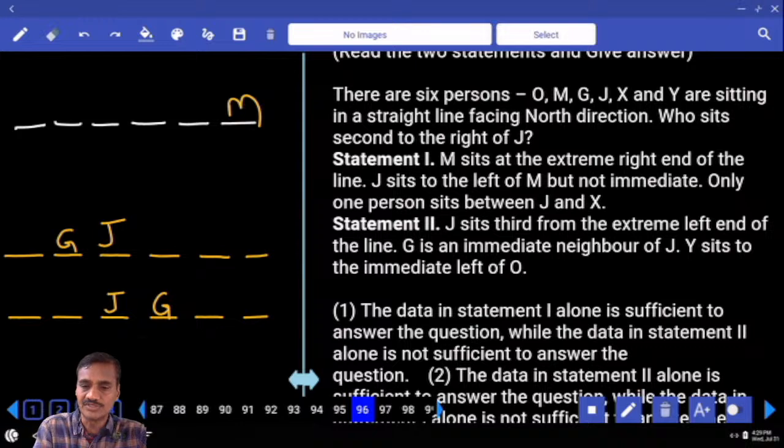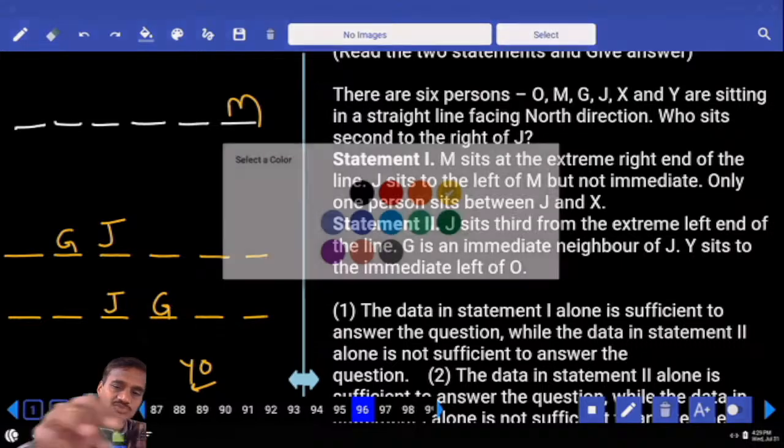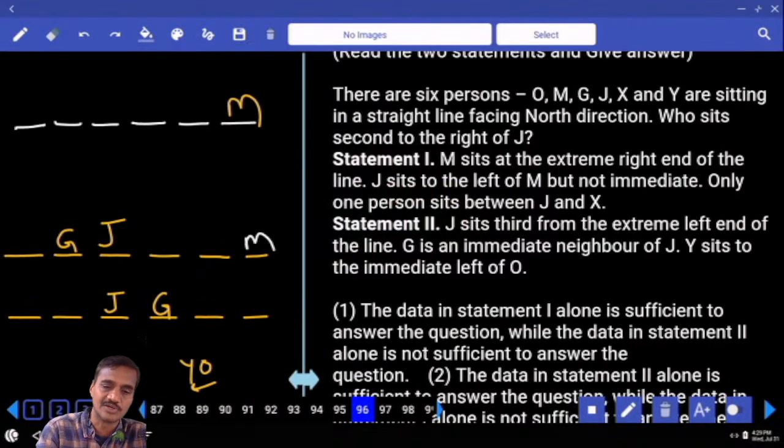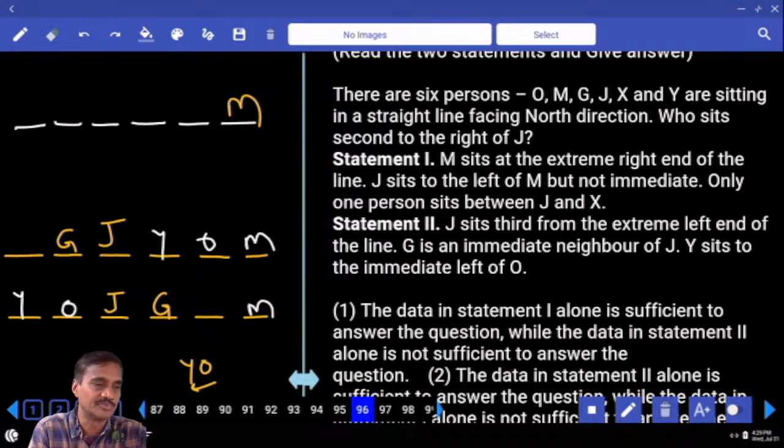Y sits to the immediate left of O. Y is to the immediate left of O. There are 2 possibilities in each of these. It is not possible. Then by combining these 2, that is combining the first one along with the second, Y and O will be like this.